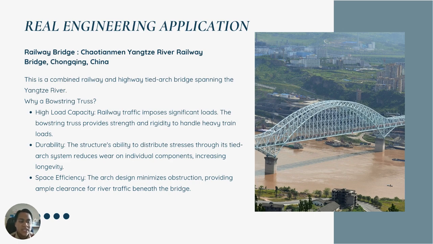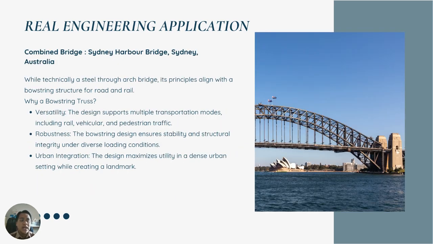Last reason is space efficiency. The arch design minimizes obstruction, providing ample clearance for river traffic beneath the bridge. So third, application of bowstring structure in combined bridge, which has road and railway in one bridge.